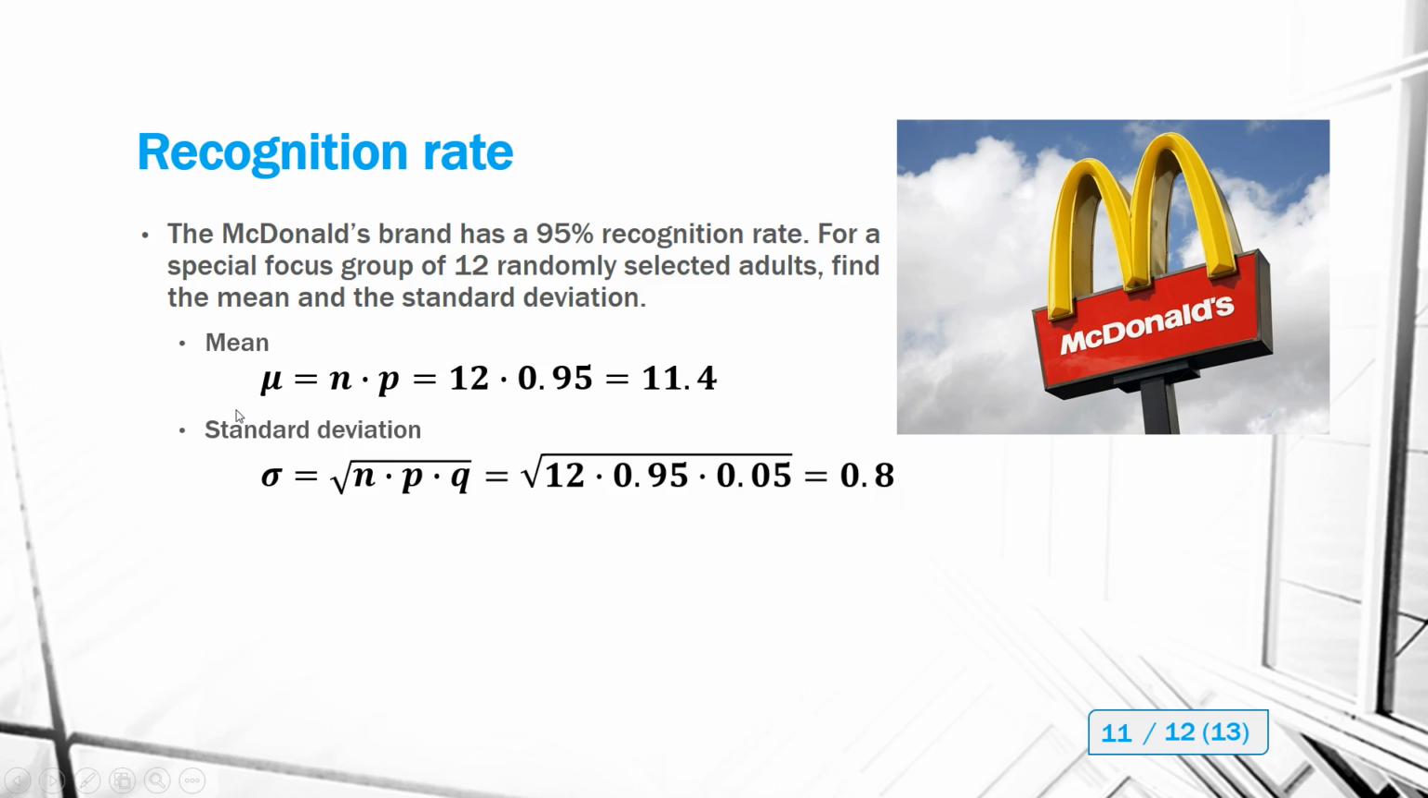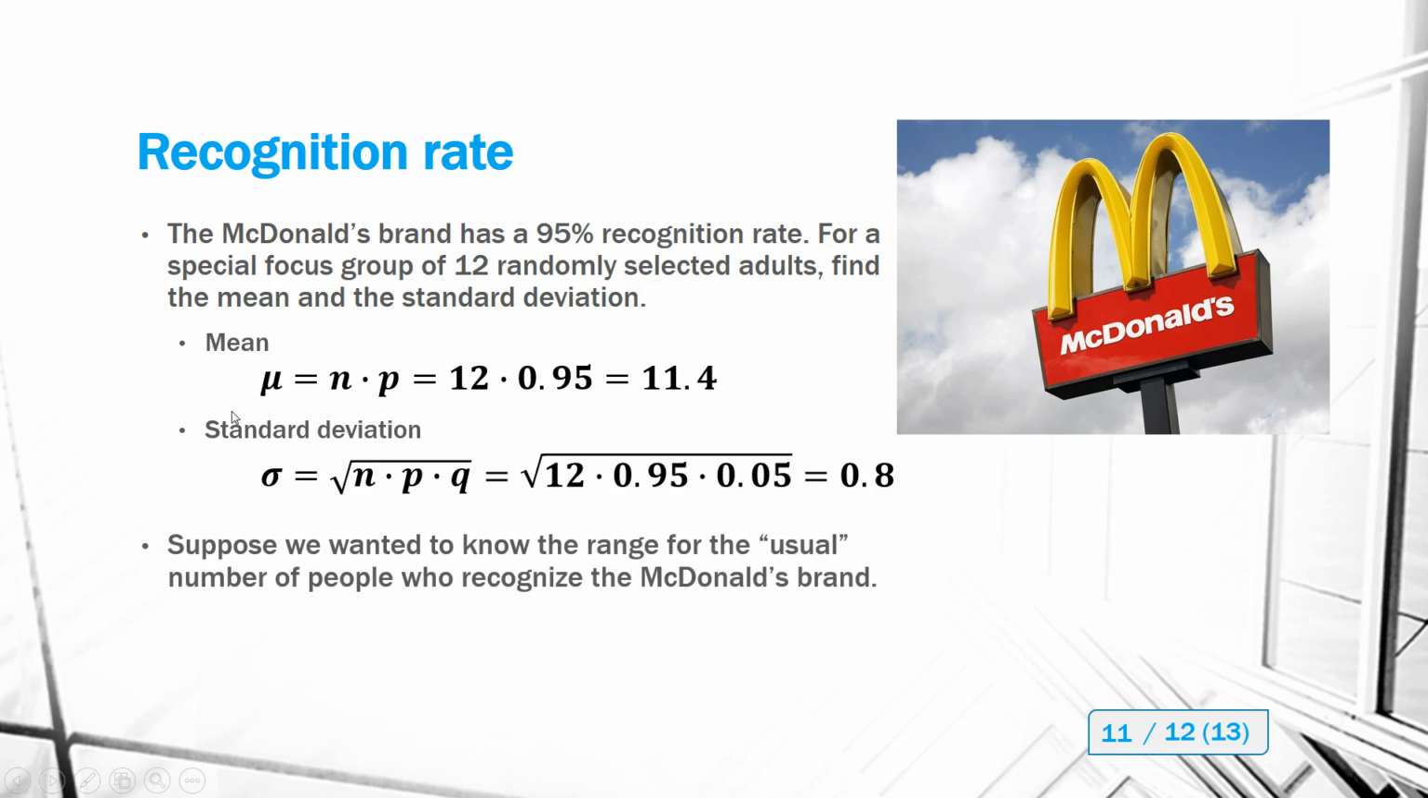So with these characteristics for our distribution, we're now prepared to answer another question. Suppose we want to know the range for the usual number of people who recognize the McDonald's brand. So of these 12 randomly selected adults, what's the range of usual values that we can expect for brand recognition? Well, previously we would just use the range rule of thumb, and we can do that here with binomial probability distributions. We know what the mean and standard deviation are, so let's just use the range rule of thumb to calculate our usual value range.